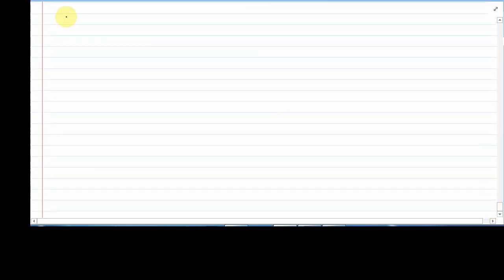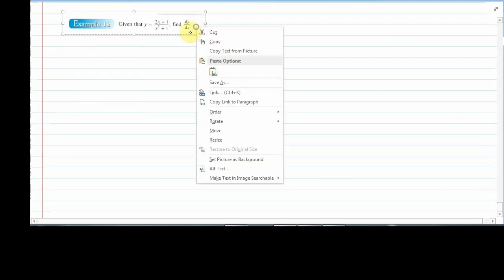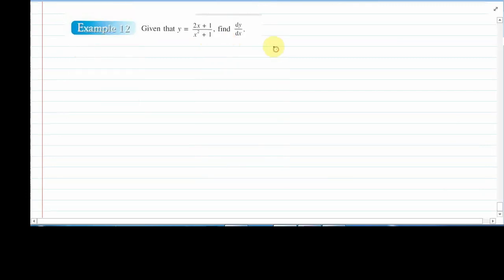So moving on to the next one. That's an example from your book. It says that y equals (2x + 1) divided by (x² + 1). You need to find dy by dx, right?